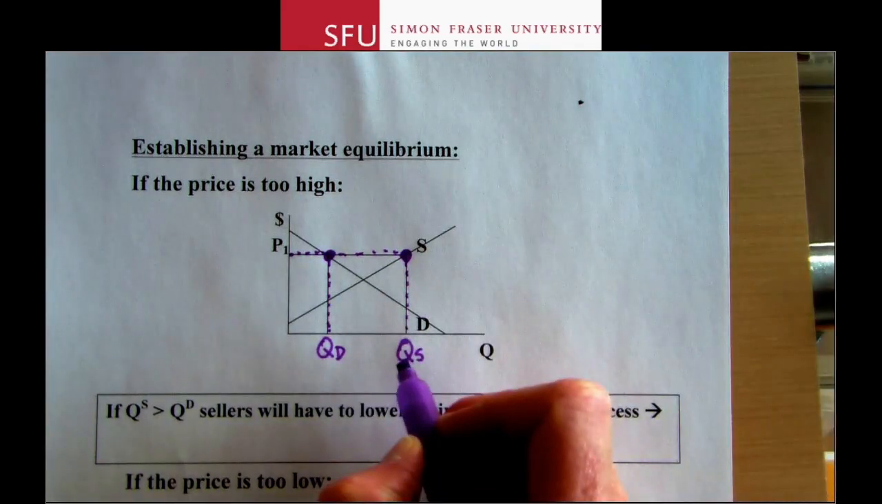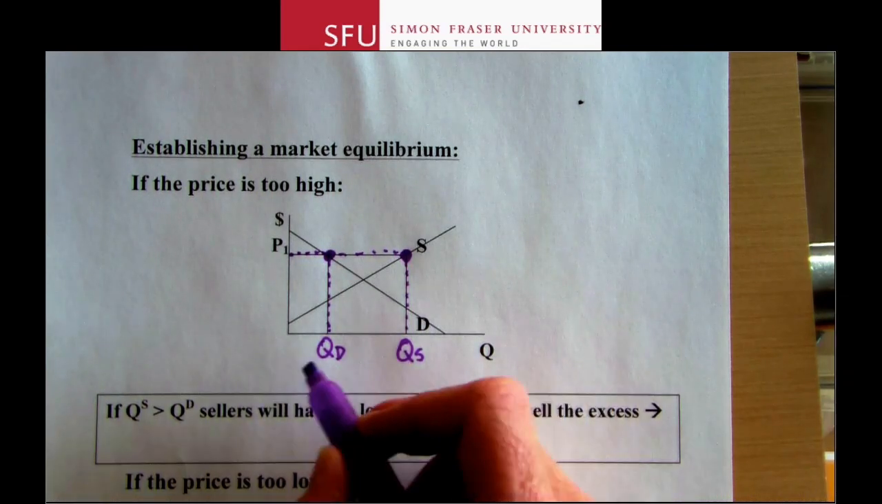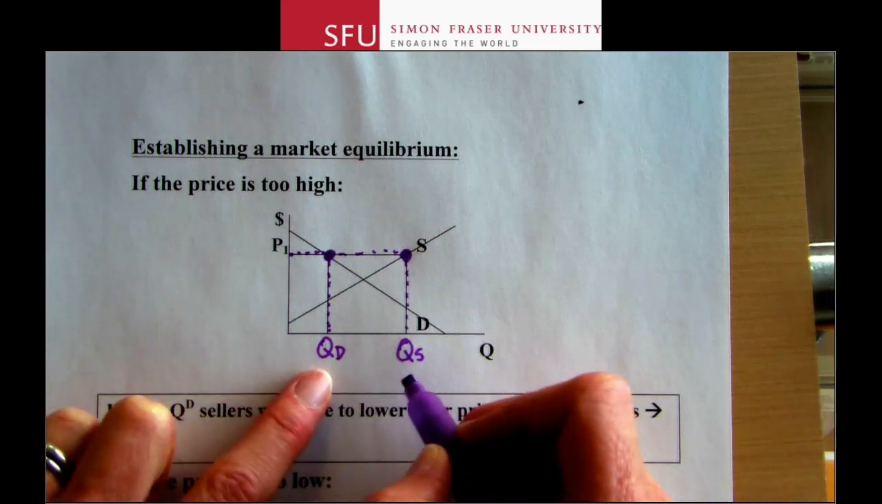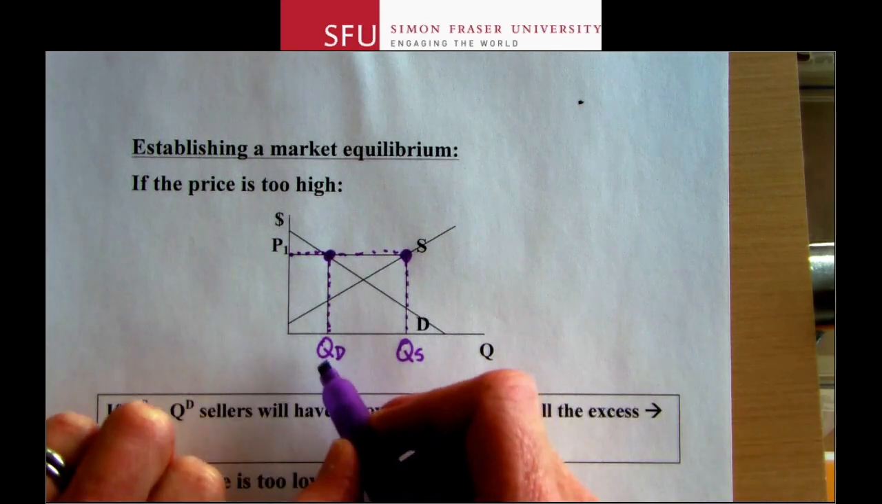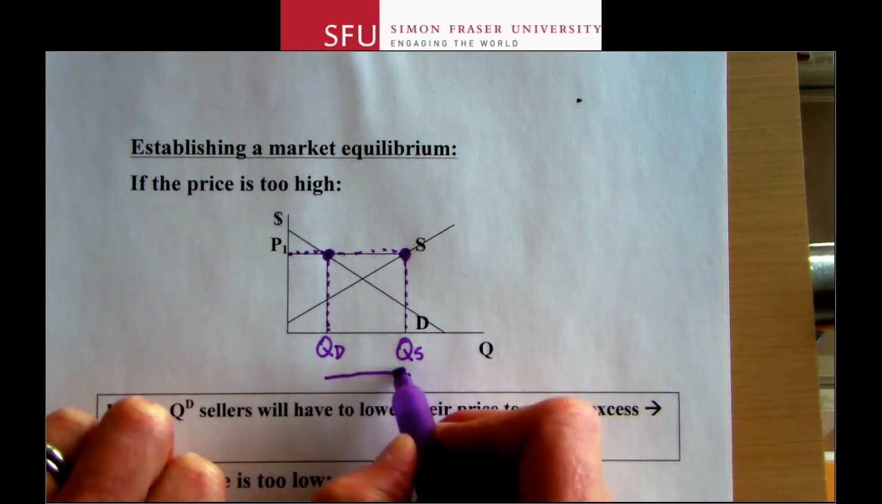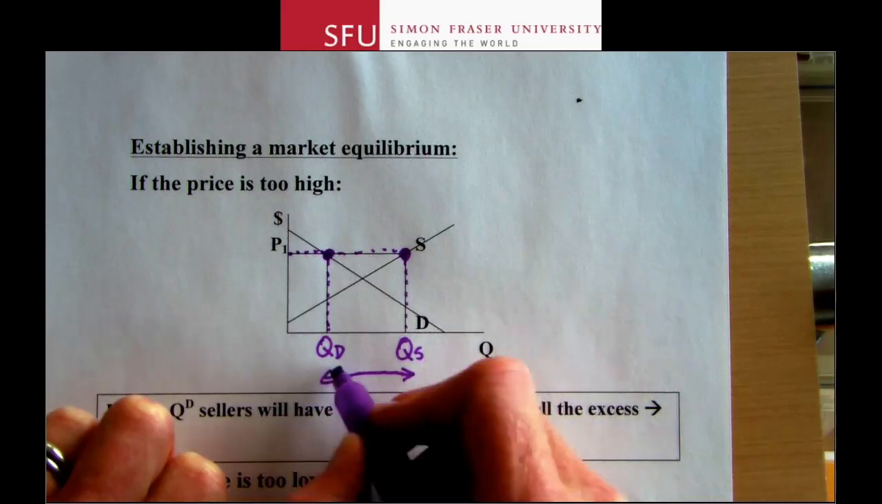Will they be able to sell that quantity? No, because consumers are only buying this much. So sellers are going to produce this much, but buyers will only buy this much. So what is that situation? Surplus. That would be a surplus.